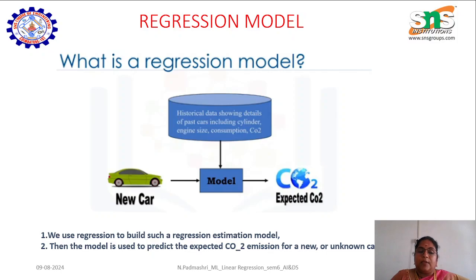So what we have learned from this is that we use regression to build the regression estimation model. Then the model is used to predict whatever the values are. The model is used to predict the expected CO2 emission for a new car, or we can take it as an unknown car. So this is how the model works.